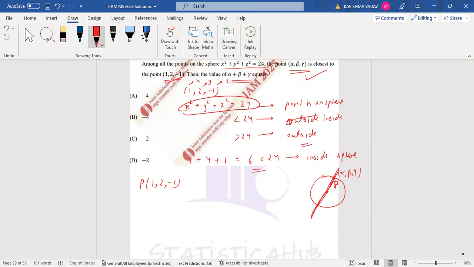Now this is the line, and we have to find the equation of the line in 3D. As it is a sphere, not a circle, we have to use the equation of a line in 3D. What is the equation of a line in 3D? It is (x minus x1) by a equals (y minus y1) by b equals (z minus z1) by c.